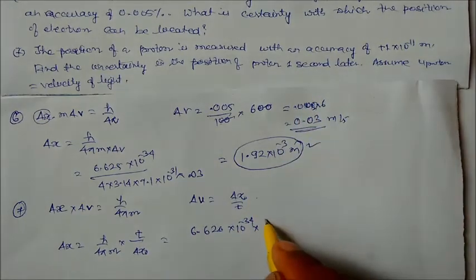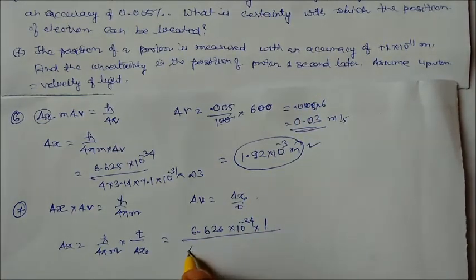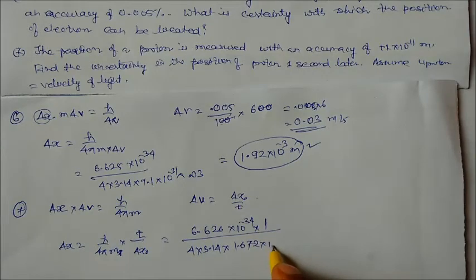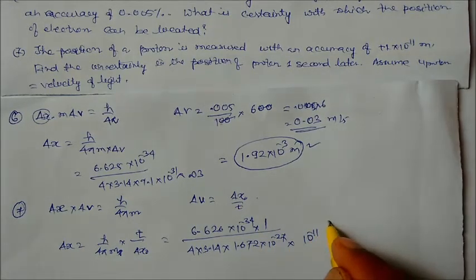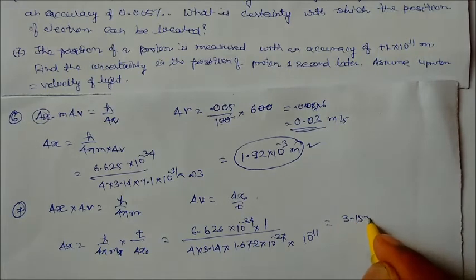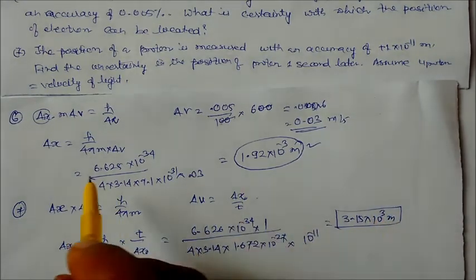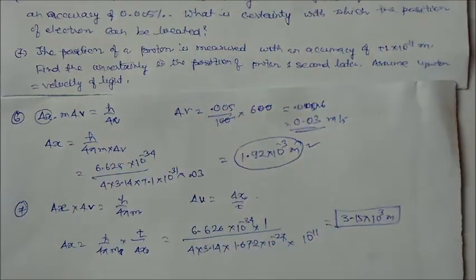To write the value, 1 second, divided by 4 into 3.14 multiplied by the mass, which is given as 1.672 into 10 power minus 27, the mass of the proton, multiplied by 10 to the power minus 11. On solving we will get the answer 3.15 into 10 power 3 meter. So this is the uncertainty in the position of the proton.